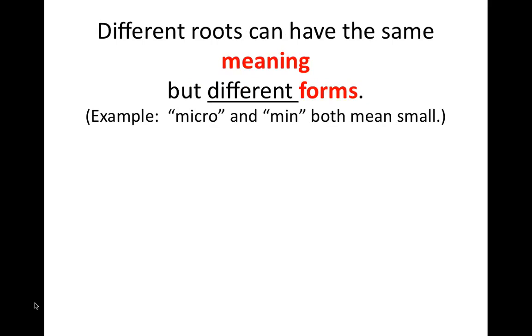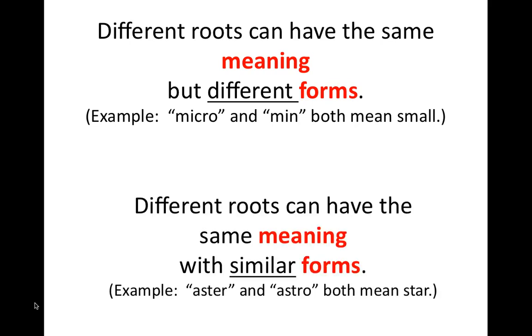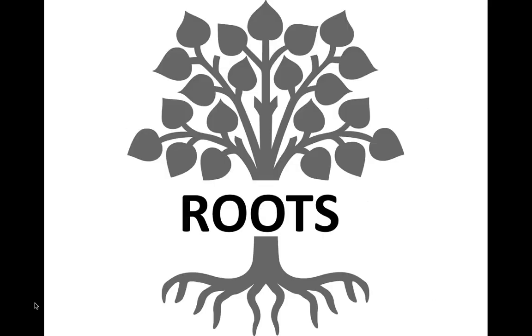Sometimes different roots can have the same meaning but different forms. An example would be the roots micro and min. They don't look similar, but they have the same meaning. They both mean small. Sometimes different roots can have the same meaning and they look very much alike. They have similar forms. An example would be the roots aster and astro that we discussed earlier. They look a lot alike and they mean the same thing. They both mean star. So roots are very important morphemes because they anchor the word by building the most basic meaning of the word.